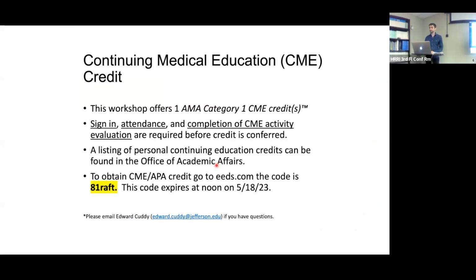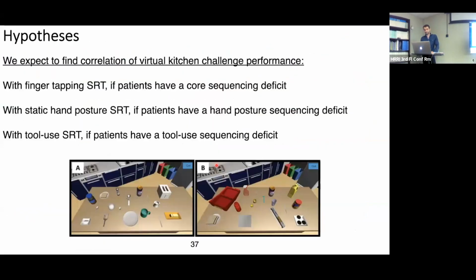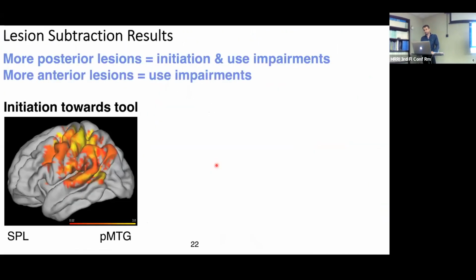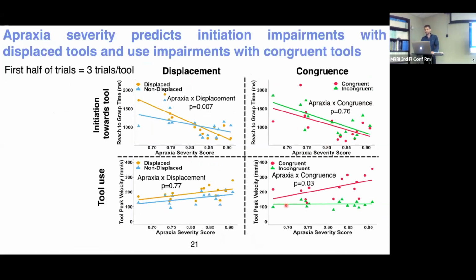On one of your conclusion slides, did you say that apraxics have more trouble with congruent objects? Yeah, that's what we found. If I go back here, you can see in this experiment we found an interaction between apraxia and congruence. There was no difference for incongruent tools between more apraxic and less apraxic patients, whereas more apraxic patients have more difficulty using congruent ones; the peak velocity is smaller.